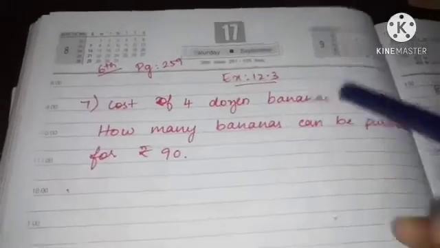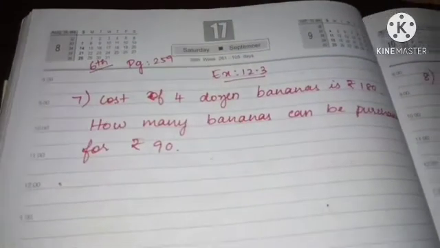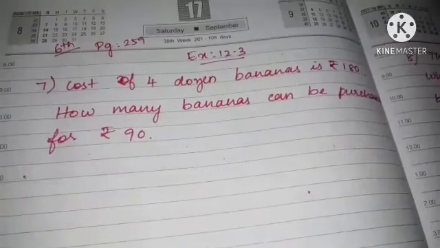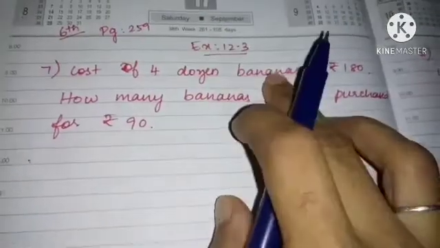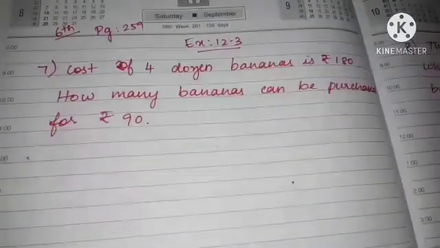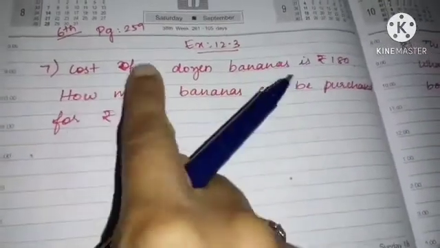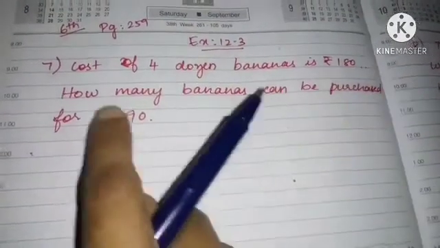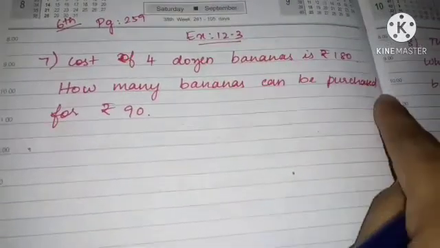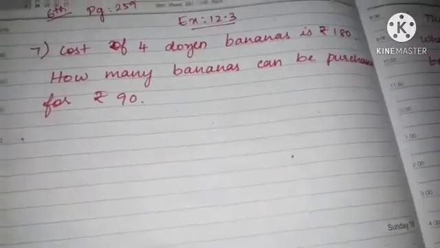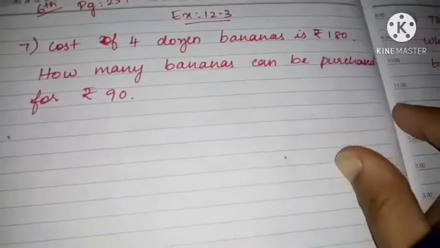You can take page number 259 in your NCERT textbook. Now we'll start with the 7th problem. What is the question given? Cost of 4 dozen bananas is rupees 180. Listen, cost of 4 dozen bananas is rupees 180. Then, how many bananas can be purchased for rupees 90? That is your question.